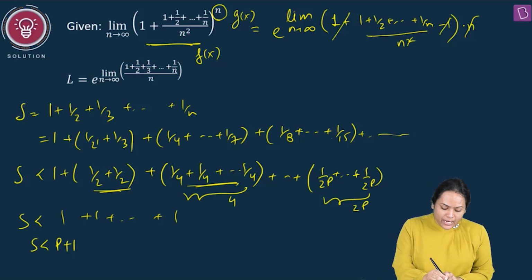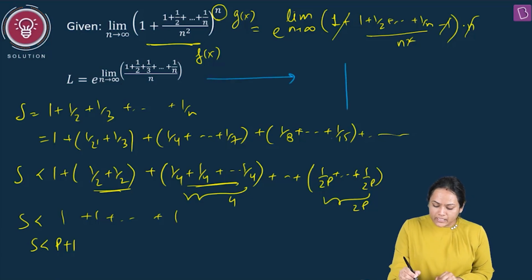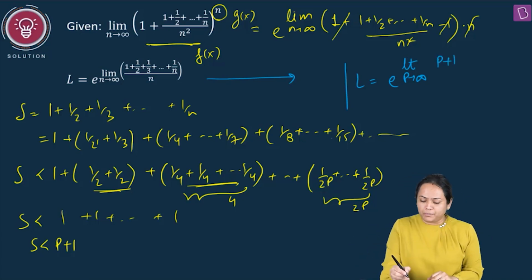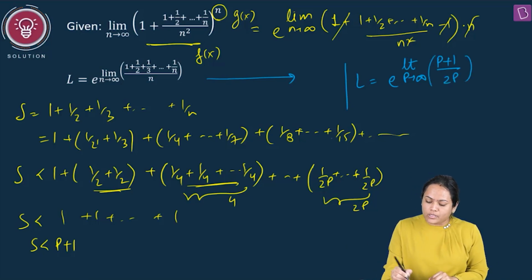So therefore, I can finally conclude that if I want to find this L, it can be written as e. Now I have to put the limit on P approaching infinity, and it's going to become P plus 1, because it's slightly less than P plus 1 divided by N, which is nothing but approximately 2 raised to P.